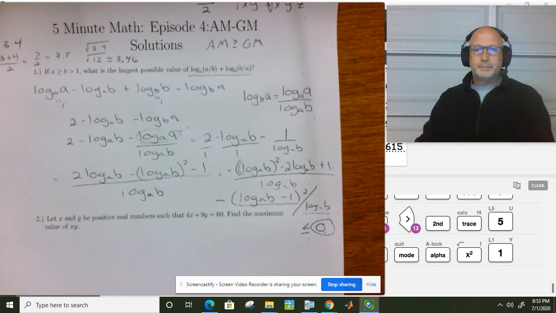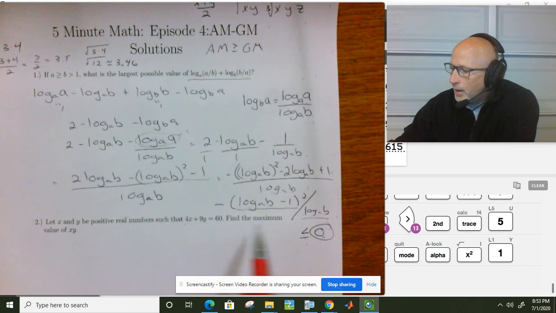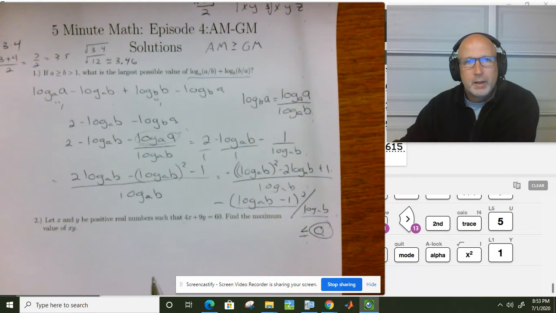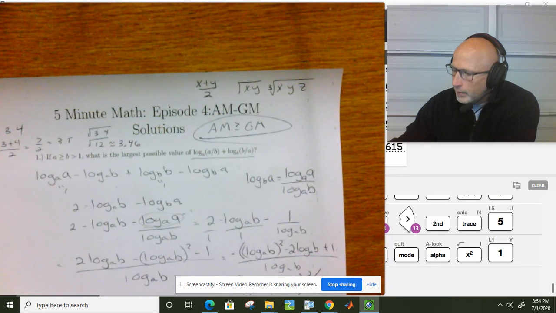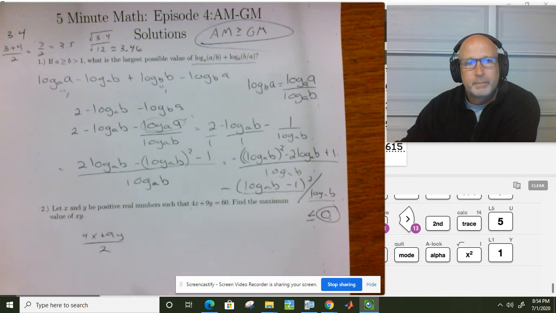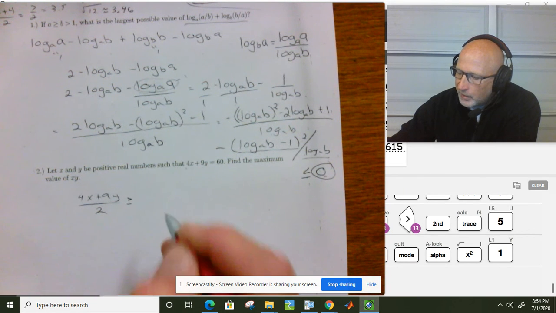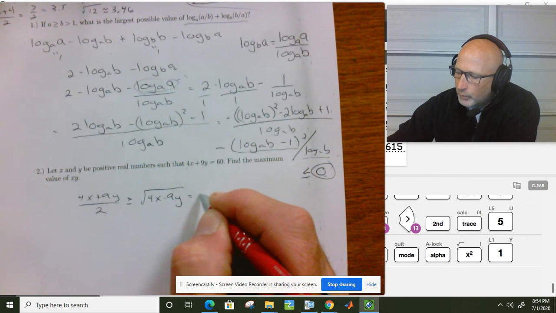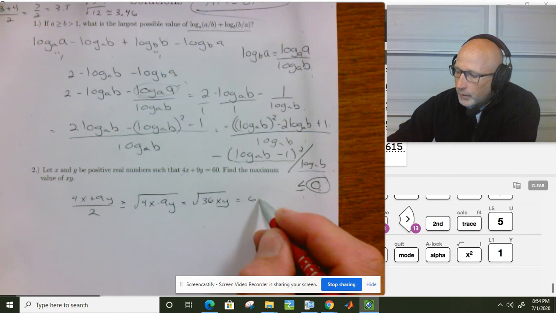Okay, the next one. Let x and y be positive real numbers such that 4x plus 9y is equal to 60. Find the maximum value of xy. Okay, so here's where I'm going to use the arithmetic mean, geometric mean inequality. So this is what it states. So I have these two things here. I'm going to go 4x plus 9y divided by 2. Right? That's the arithmetic mean of those two things. I know that this has to be greater than or equal to the square root of 4x times 9y, which is equal to the square root of 36xy. There's the xy, which is equal to 6 times the square root of xy.